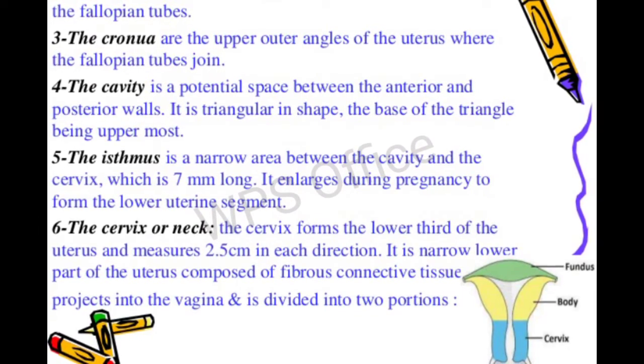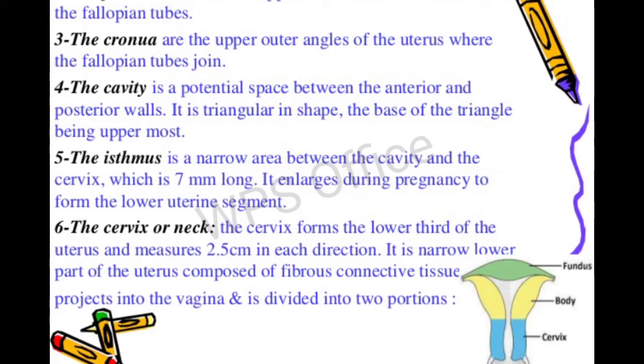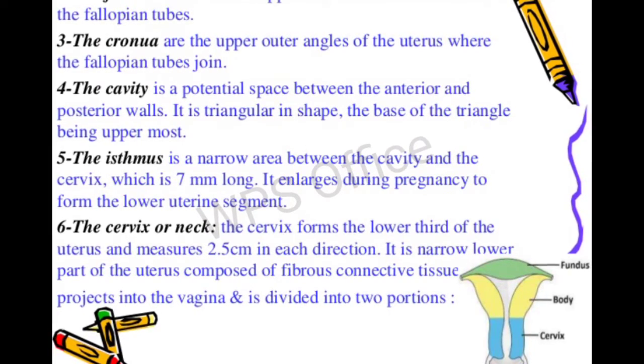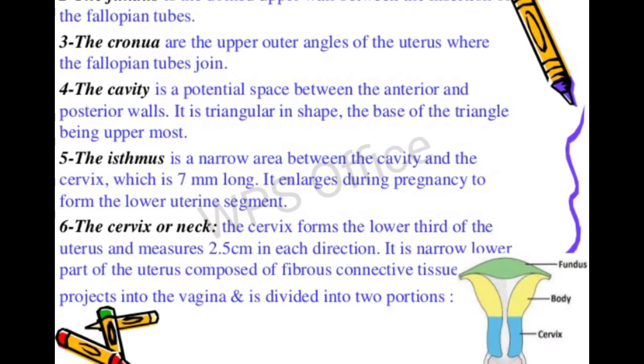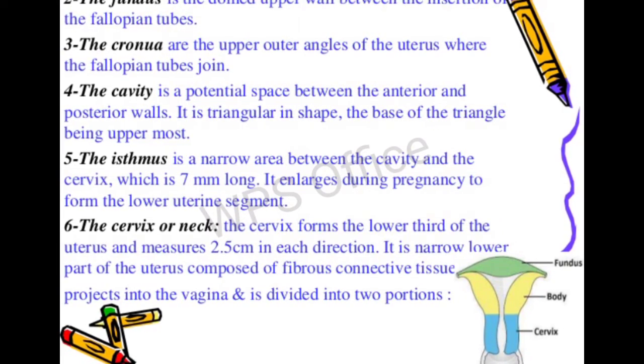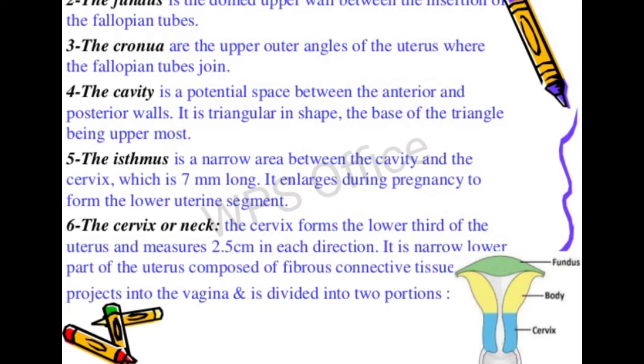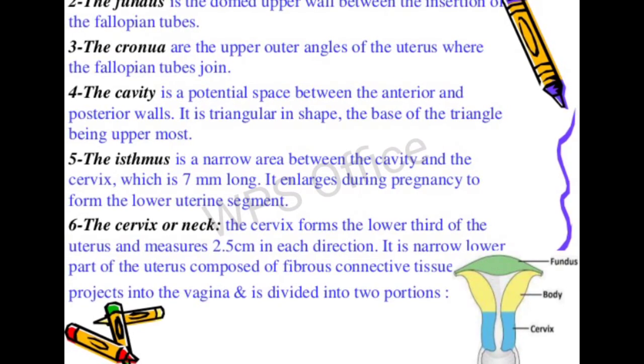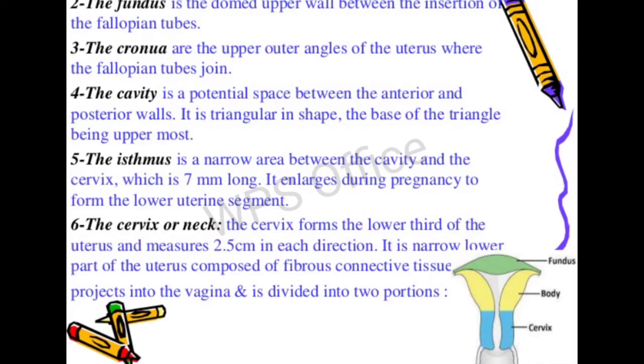Then the cavity, it is a space between the anterior and posterior wall. It is triangular in shape. Then the isthmus is a narrow area between the cavity, which is the hollow portion, and the cervix. This portion is known as the isthmus.